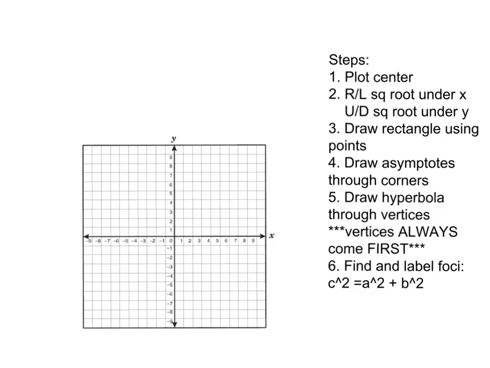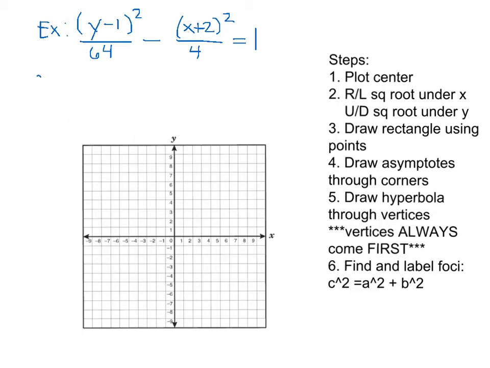Okay, so if I give you an example of y minus 1 squared over 64 minus x plus 2 squared over 4 equals 1. Again, these always equal 1, just like they did in an ellipse. The first thing we want to do is plot our center. Remember, your center goes x comma y. So here our center is going to be -2, +1. So we'll go to -2, +1, and plot our center.